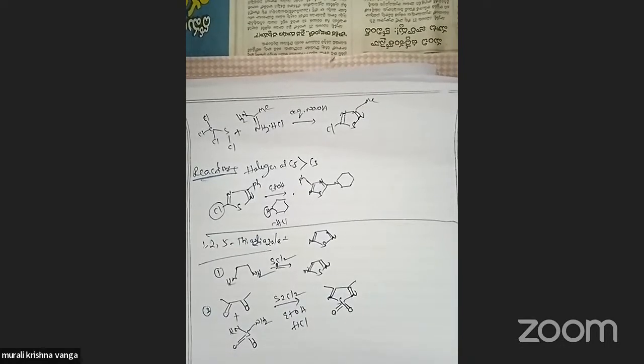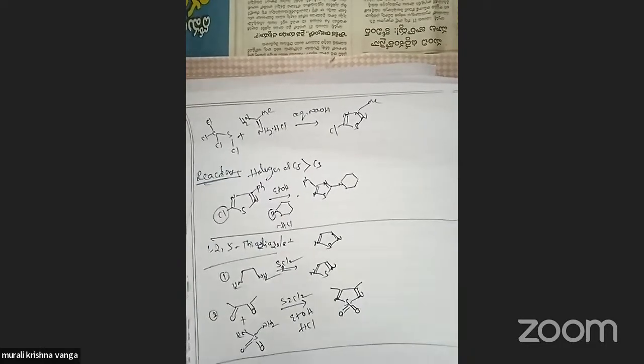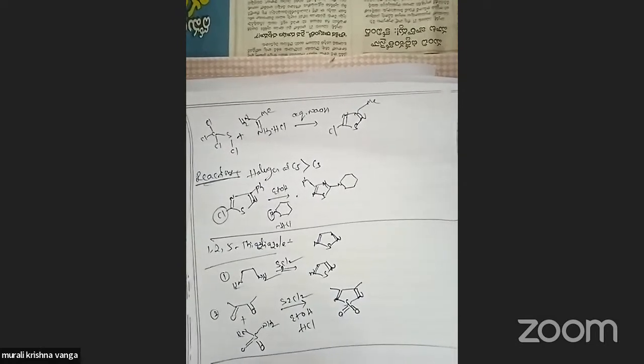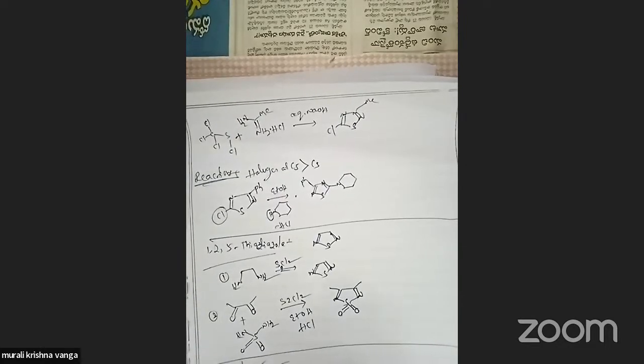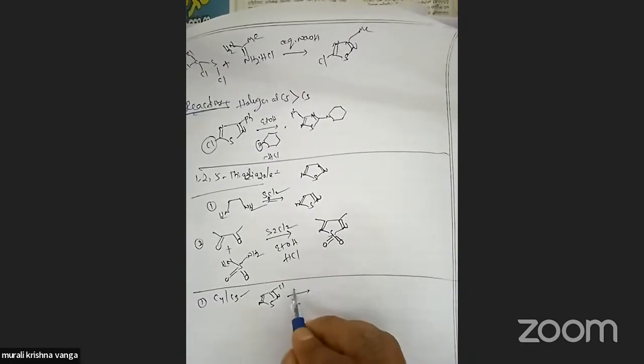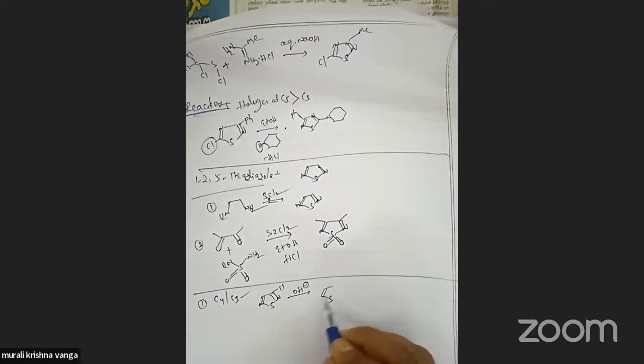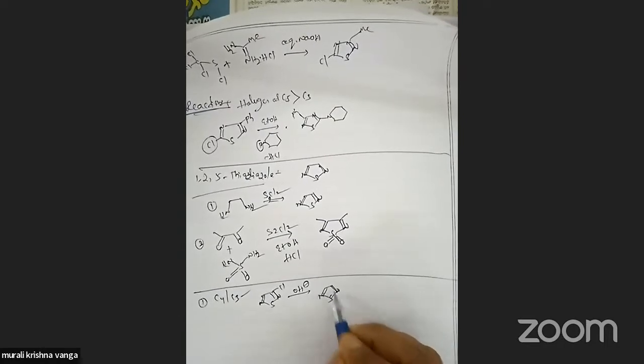Next reaction: halogen on a ring carbon, at the C3 or C4 position, can be replaced by a nucleophile. Here I am taking an example: the halogen reacts with the base, and the nucleophile replaces the chlorine. This is the compound.